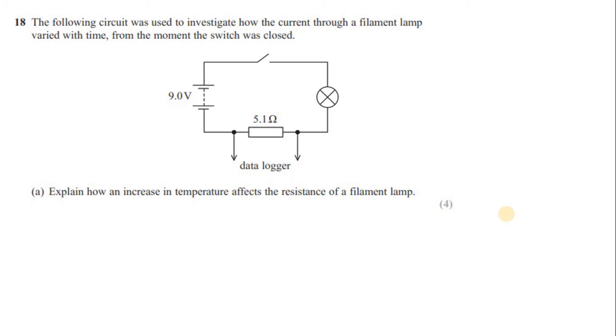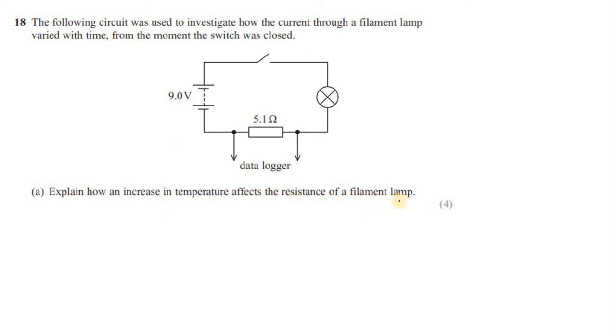Question number 18. The following circuit was used to investigate how the current through a filament lamp varied with time from the moment the switch was closed. So we have a resistor of 5.1 ohm. Remember, this is a fixed resistor, and a filament bulb we are investigating. We have a data logger and the 9-volt power supply. Explain how an increase in temperature affects the resistance of the filament lamp.